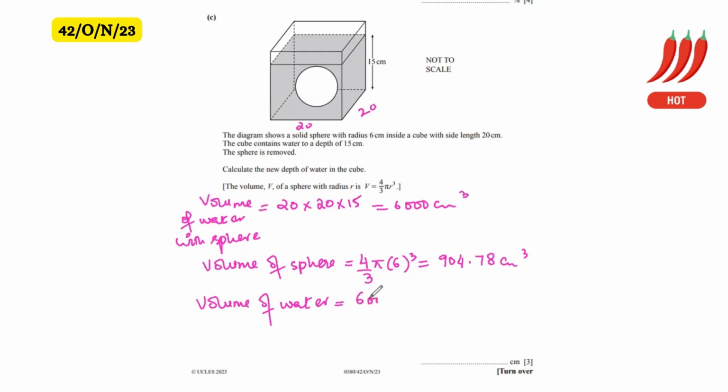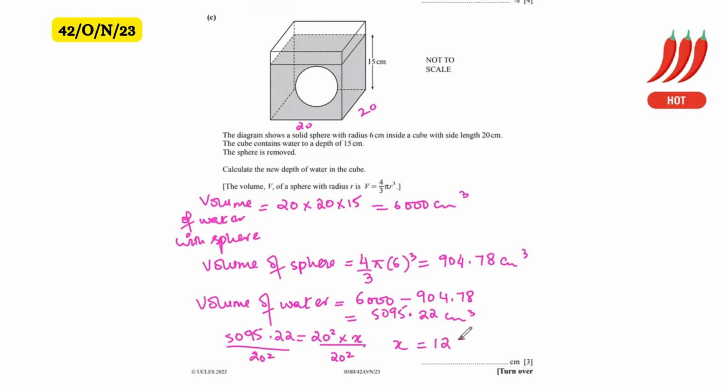So volume of water is going to be the difference between these two, which is 5,095.22 centimeter cube. So for the depth of the water in the cube now, we do 5,095.22 equals to 20 squared times x, x being the new depth. So we divide the two sides by 20 squared, and x would equal to 12.7. So 12.7 centimeters is the new depth of the water in the cube.